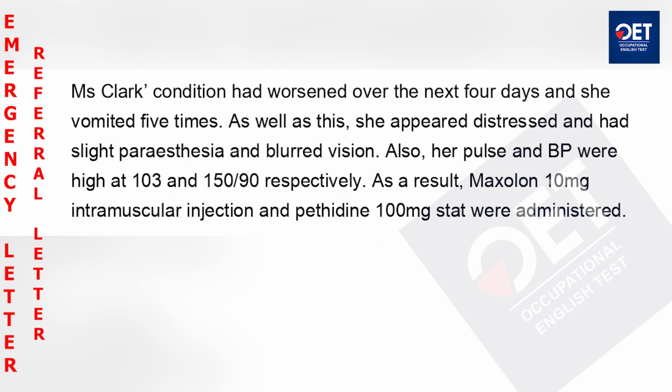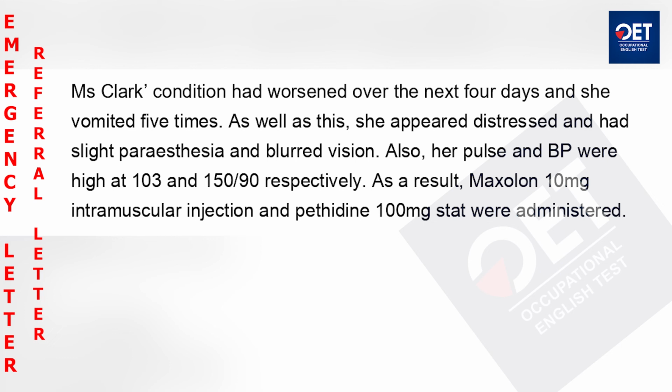So when you are writing about the change in condition and more than one event occurred in the past, you can use a tense form like: Miss Clark's condition had worsened over the next 4 days and she vomited 5 times. She appeared distressed and complained of slight paresthesia and blurred vision. And then we need to focus on her vital signs and treatment plan. Very simple. We can use: her pulse and blood pressure were high at this and this respectively. As a result, Maxolon 10 mg intramuscular injection and pethidine 100 mg were administered.